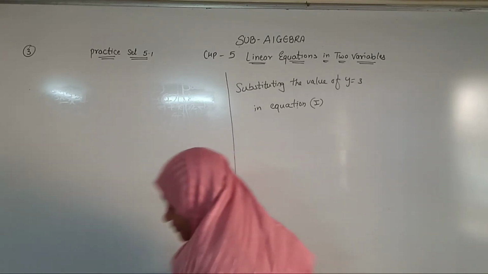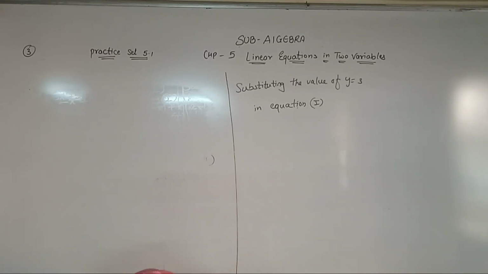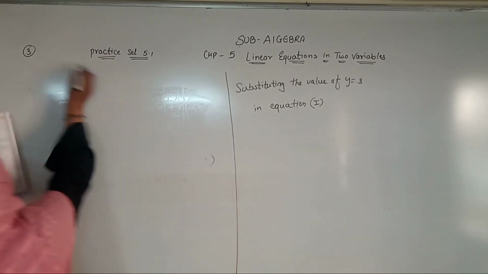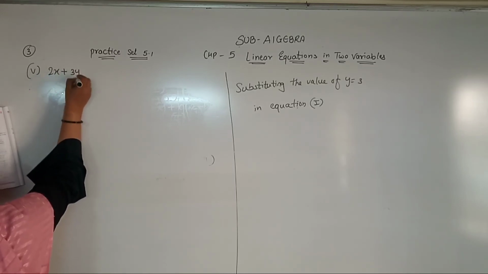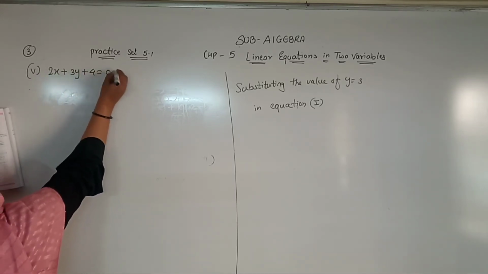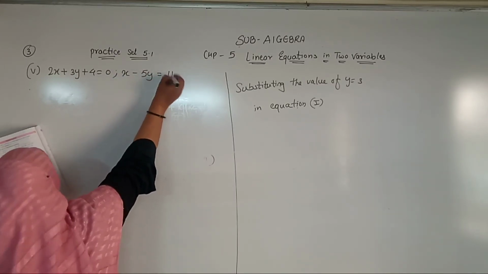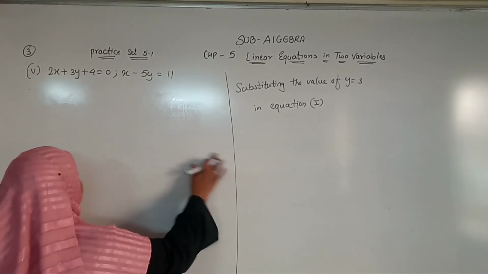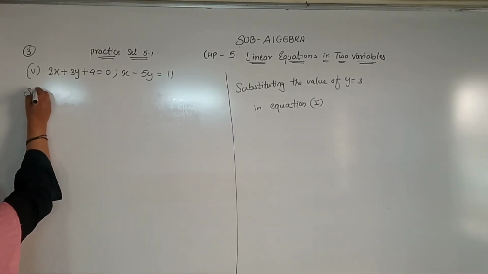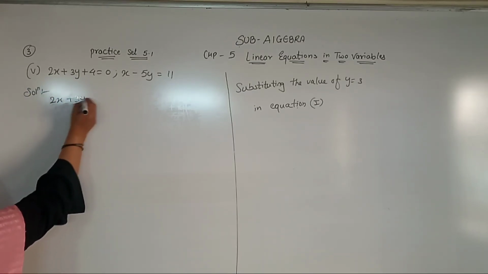Okay? Come on. What is that? Equation number 5: 2x plus 3y plus 4 is equal to 0 and x minus 5y equals 11. Easy, this sum also. See, first of all, solution, and put the equation number 2x plus 3y.